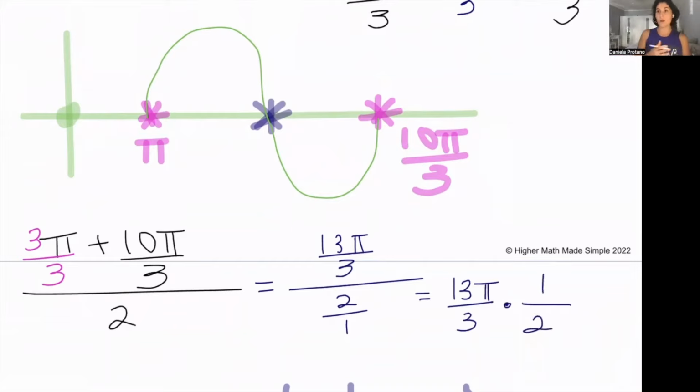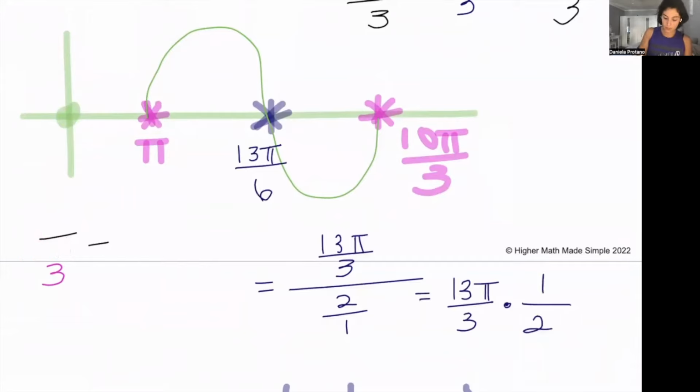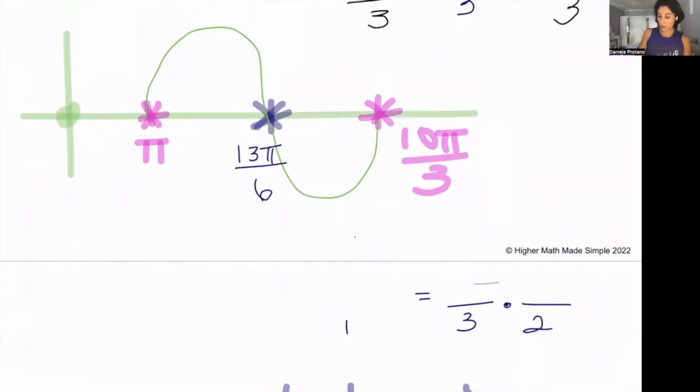Last but not least, we multiply fractions straight across. So 13 pi times 1 is 13 pi, and then 3 times 2 is 6. So the exact middle is 13 pi over 6 in radians. And now the next question becomes, what's that second important x value, which is the x value of that maximum point, and then we're trying to find the x value of the minimum point.